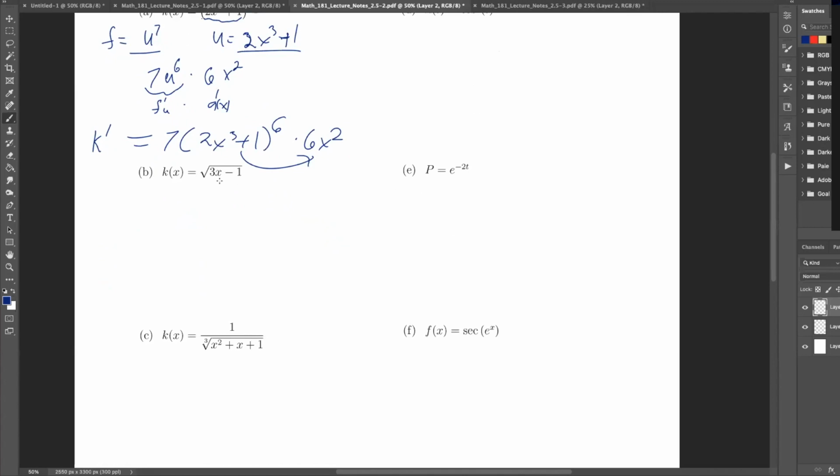All right, for this next one, here I'm going to let u equal 3x minus 1, and then the master function here would be this. Okay?